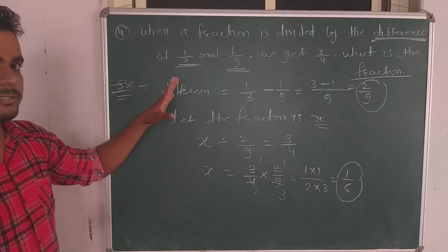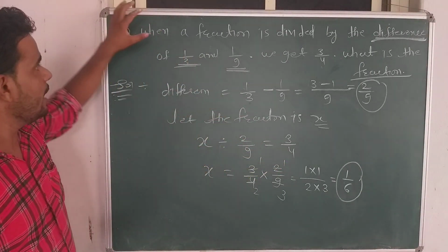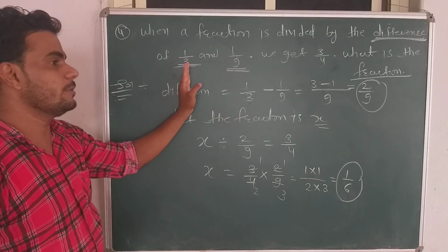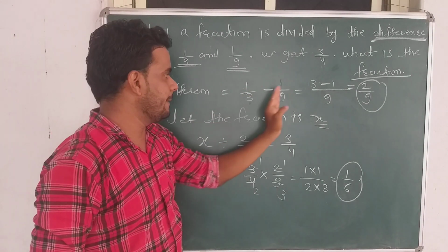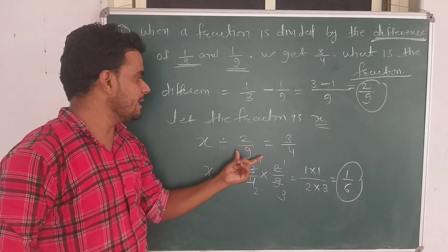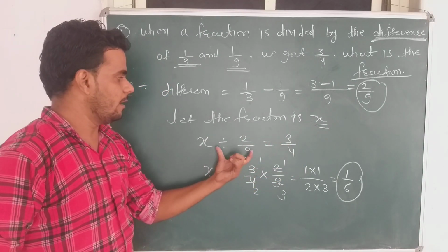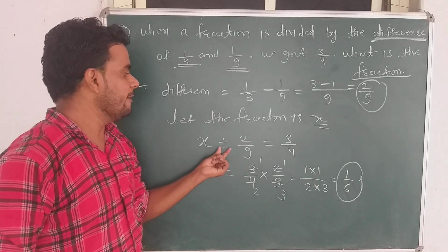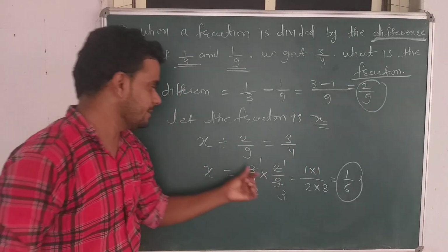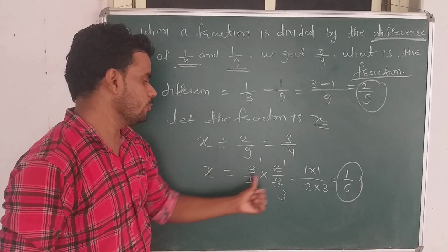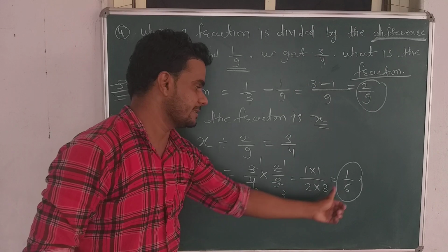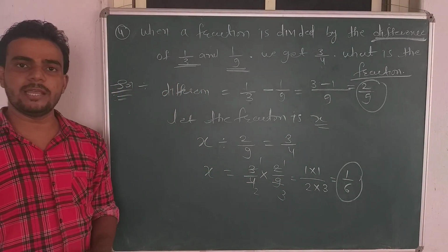Okay. So I think you understand all of this. Once again I repeat this question. When a fraction is divided by the difference of 1 by 3 and 1 by 9, first we will find out the difference of 1 by 3 and 1 by 9. So 1 by 3 minus 1 by 9, then 2 by 9. Let the fraction be x. So x divided by 2 by 9, the result is 3 by 4. On the left hand side there is a simple division. If we change it to the right hand side, it will be changed to multiplication. So 3 by 4 multiplied by 2 by 9, 2 2 4 and 3 1 3 3 9. So the result is 1 multiplied by 1 is 1 and 2 multiplied by 3 is 6. So your fraction is 1 by 6. Okay, take the screenshot.